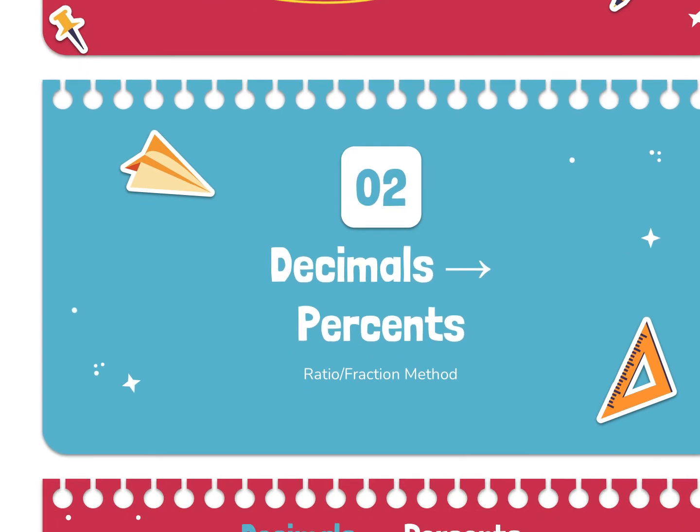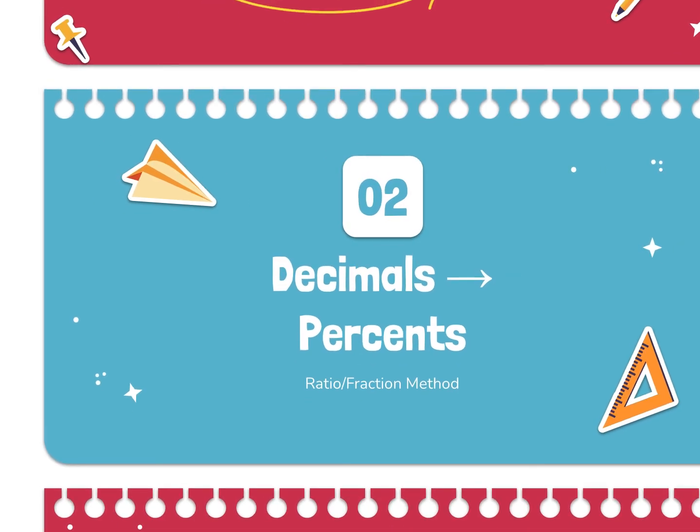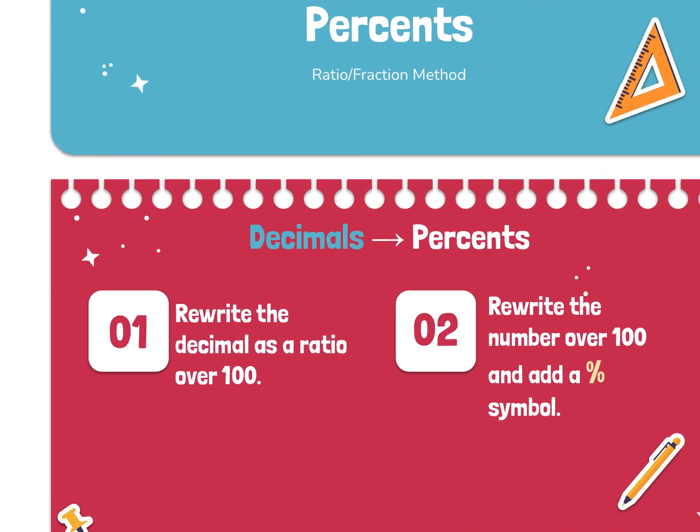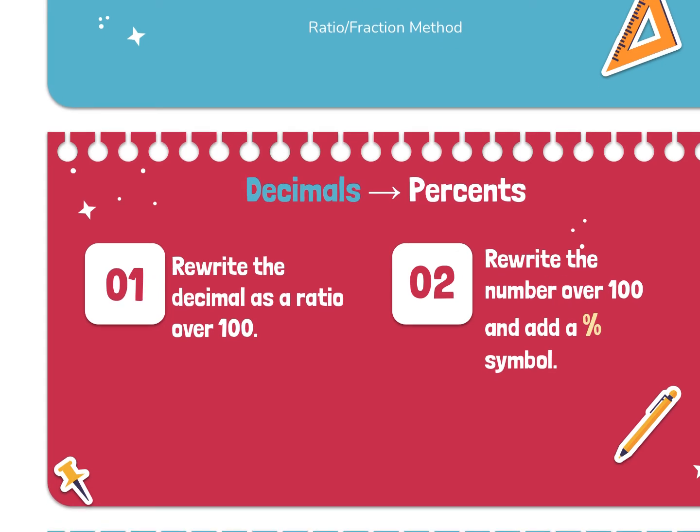Now we're going to go the other way. We're going to convert decimals into percents. We rewrite the decimal as a ratio over 100, and then we rewrite the number over 100 and simply add a percent symbol.